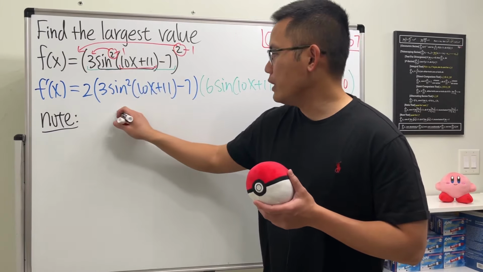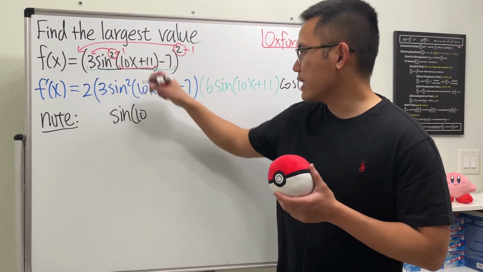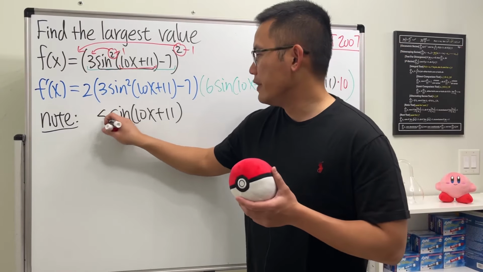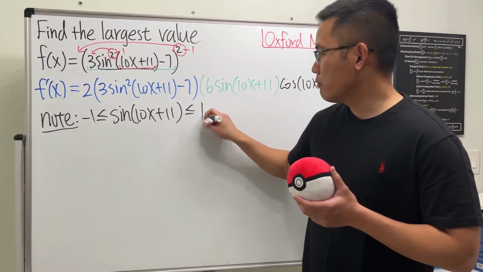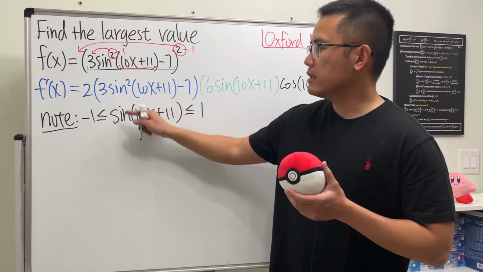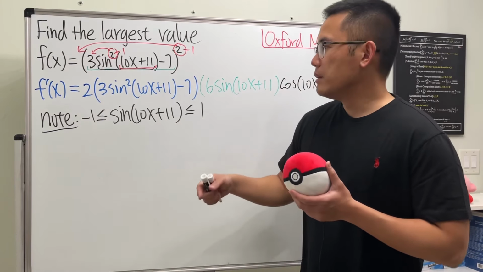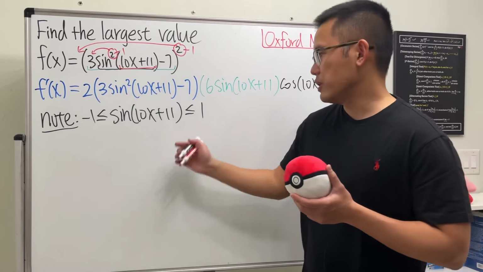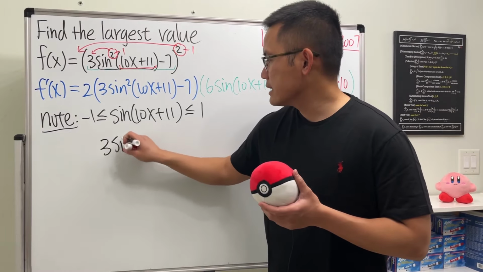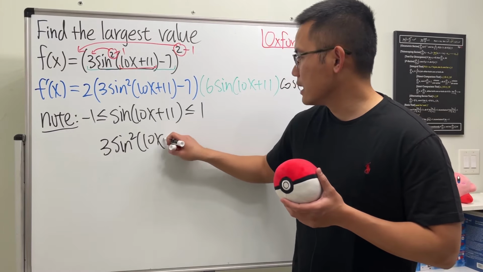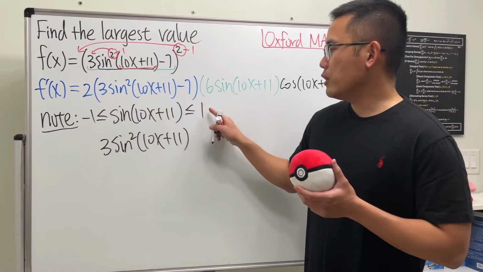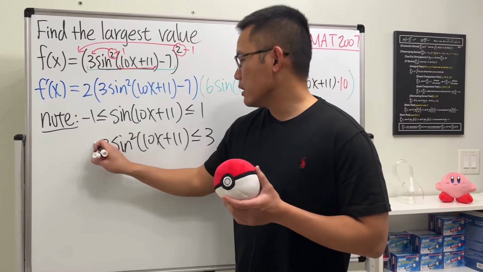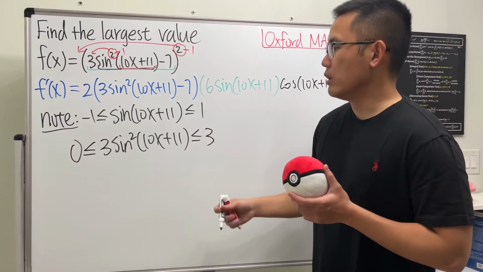So first off, when we have sine of anything inside, but in this case we have 10x plus 11, this sine function must be in between negative 1 and 1. Alright? And when we square it, of course the negative will become positive, but we will still have the minimum being equal to 0. And when we multiply by 3, well, check this out. If we look at 3 sine square of 10x plus 11, you pretty much multiply this by 3, so the maximum here is going to be 3. But don't forget that the minimum here will be 0. So that's what we have.